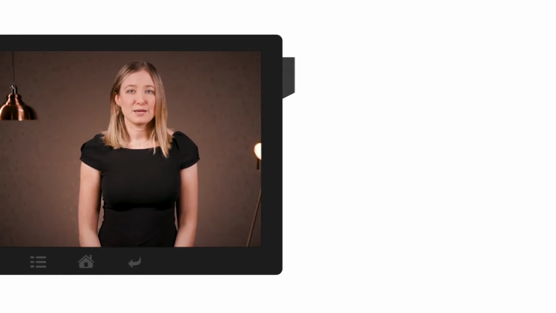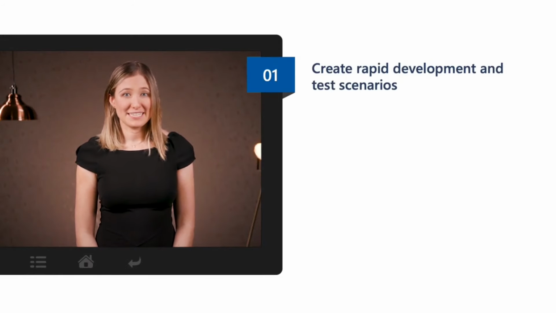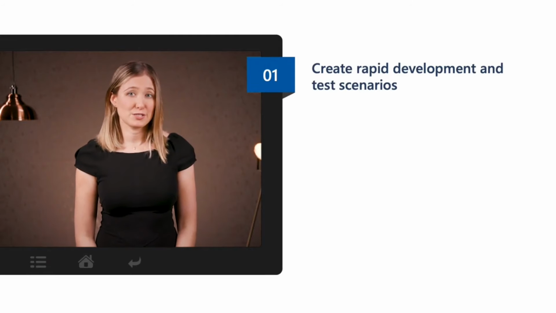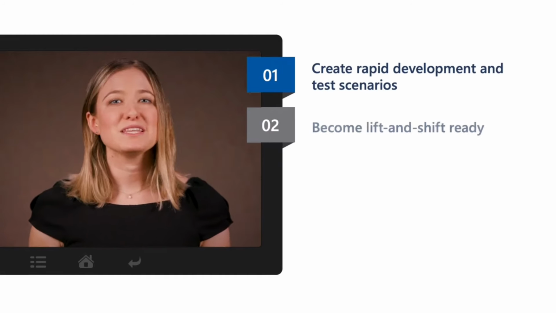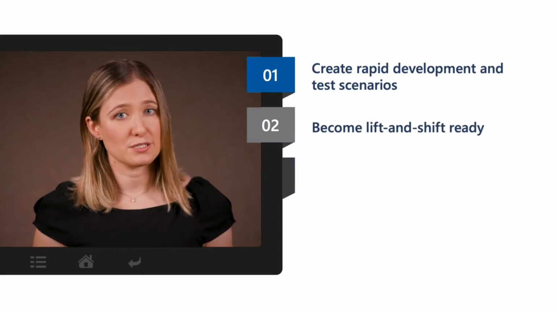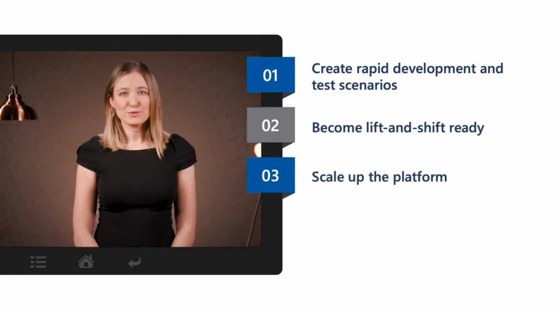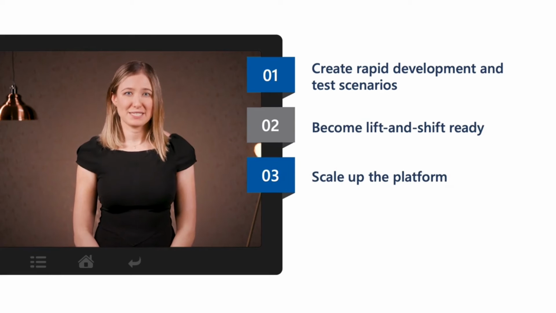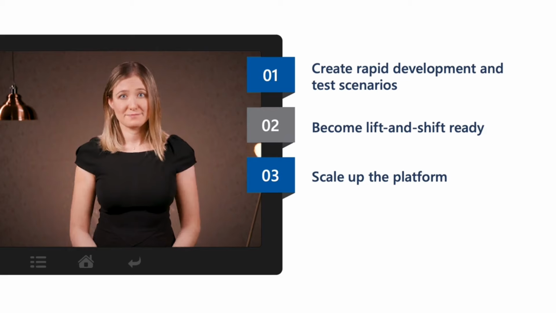These capabilities enable you to create rapid development and test scenarios when you do not want to buy on-premises non-production SQL Server hardware. Become lift and shift ready for existing applications that require fast migration to the cloud with minimal changes or no changes. Scale up the platform on which SQL Server is running by allocating more memory, CPU power, and disk space to the virtual machine. You can quickly resize an Azure virtual machine without the requirement that you reinstall the software that is running on it.